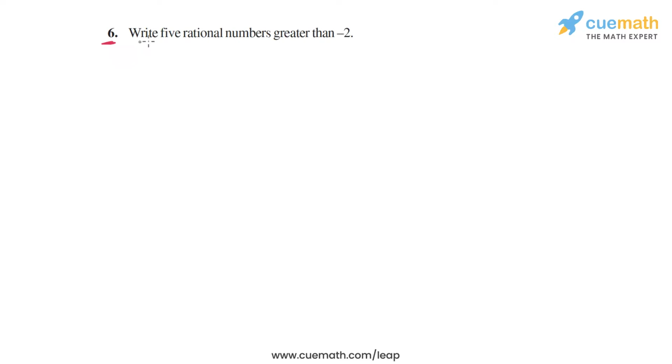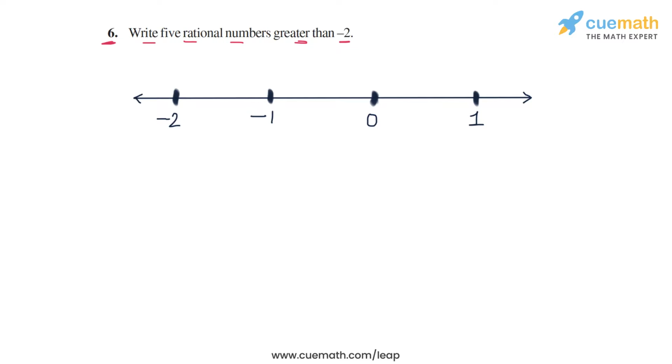In question 6, we have to write 5 rational numbers greater than minus 2. So any 5 rational numbers greater than minus 2 will work as an answer, and that makes this problem super easy to solve. So if you observe the number line, and if you look at the number minus 2, which is this point here, then all integers to the right of minus 2 will be rational numbers that are greater than minus 2, because every integer is a rational number as well.